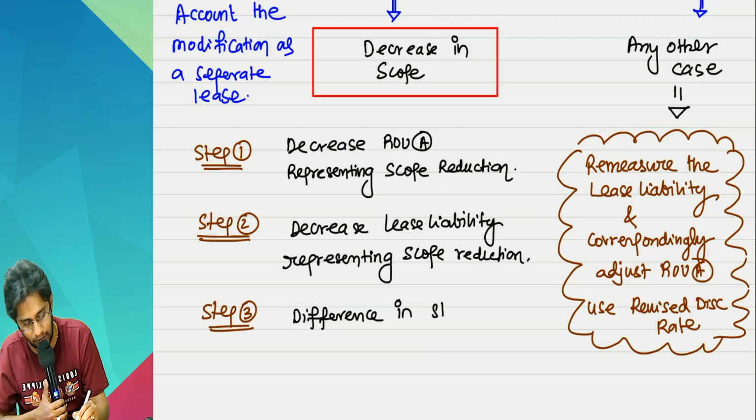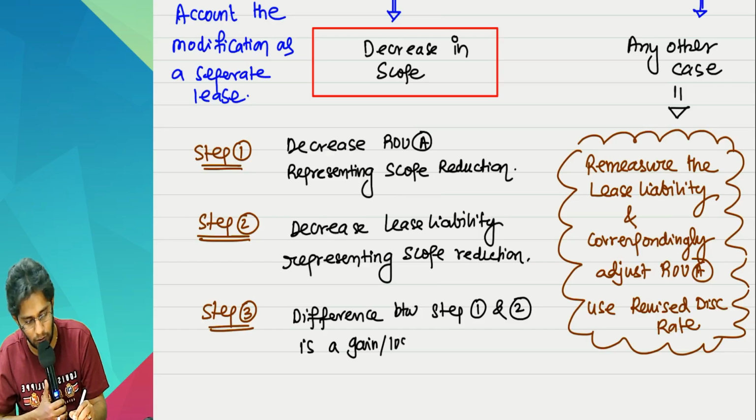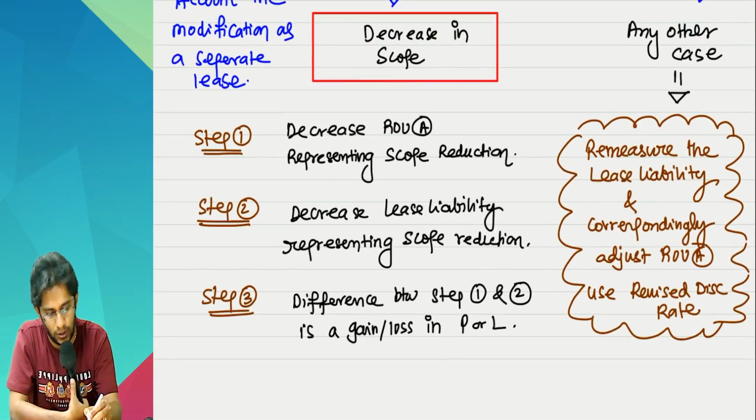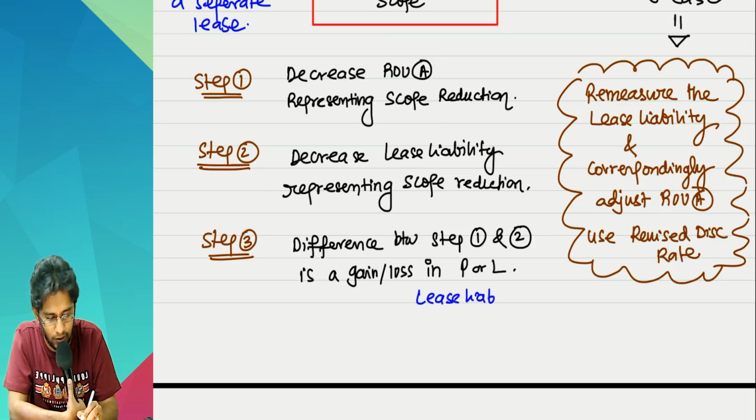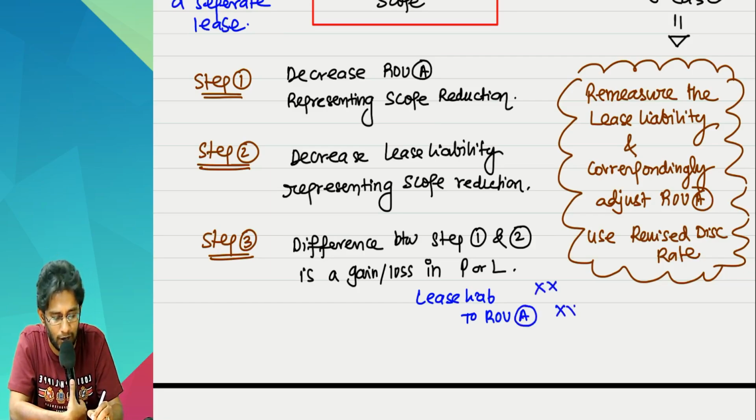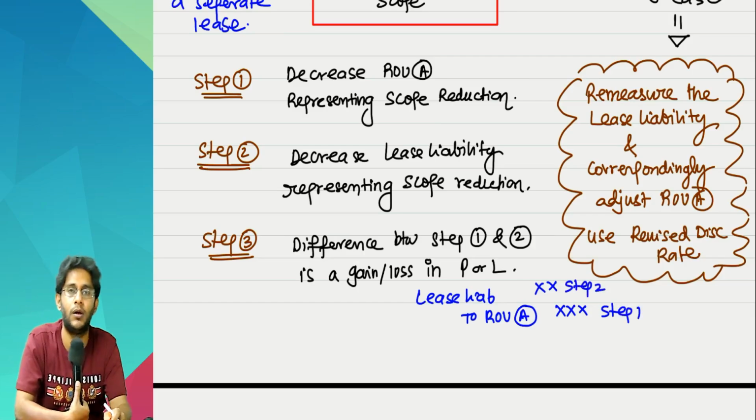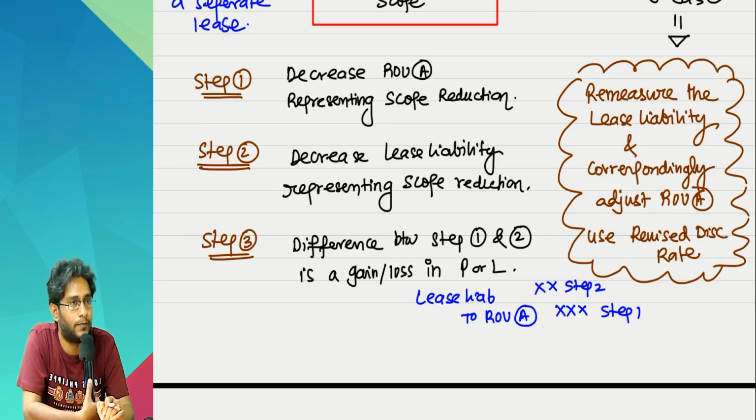The difference between step 1 and 2 is a gain or loss in your P&L. Sir, what entry will I write? What entry will you write? You know, sir, ROU asset you have to decrease. Lease liability you have to decrease. What is the entry? Lease liability account debit to ROU asset. The entry will surely not tally, sir, a gap will come. This is step number 1, this is step number 2. The gap will happily go off into P&L.